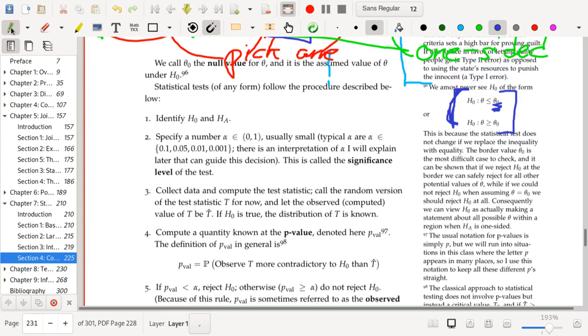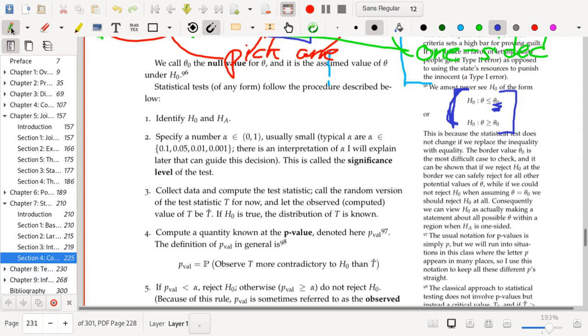And all that changes is the details, right? So what changes is what exactly you put into the recipe, but there's essentially a hypothesis testing algorithm. And here is the algorithm. First, identify the null and alternative hypothesis.